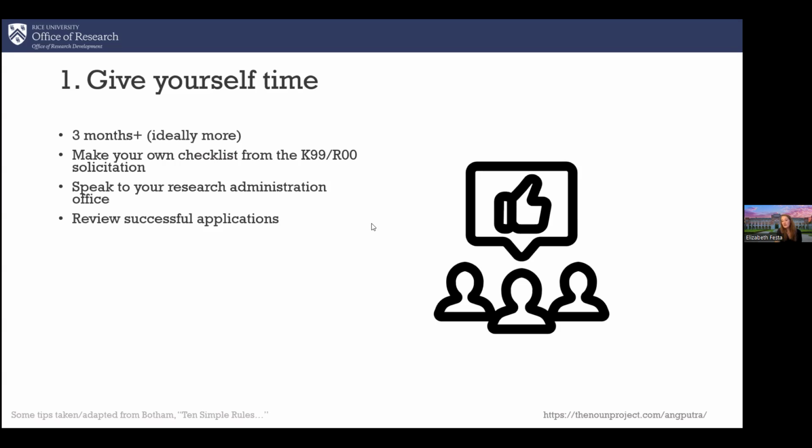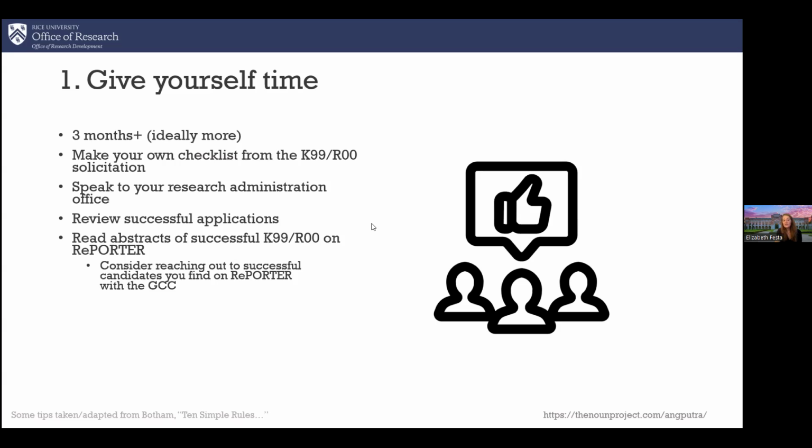I do want you to review successful applications, and you may have access to some that I don't have access to. At the very least, take a look at abstracts of successful K99s on Reporter, as I mentioned before. And you might even reach out to successful candidates that you find on Reporter if you have some kind of connection to them. I would not recommend doing a Freedom of Information Act request for anybody. We had a debate on my professional organization's listserv about this one time.